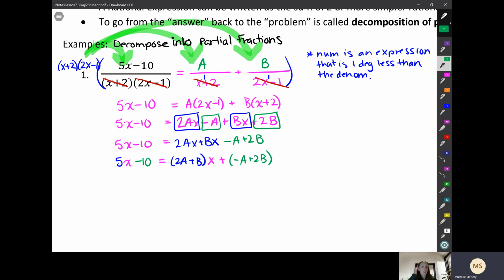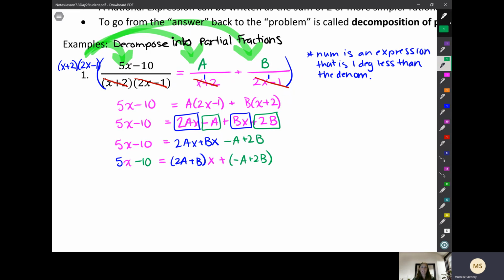All right, so I use those colors because I want you guys to see that on the left we have a term that is a linear term of 5x. On the right we have a linear term of the quantity 2a plus b times x. On the left, we have a constant term of negative 10. On the right, we have a constant term of negative a plus 2b.